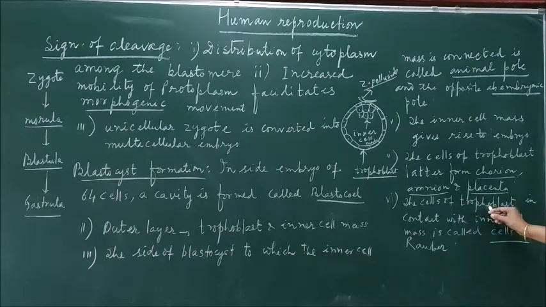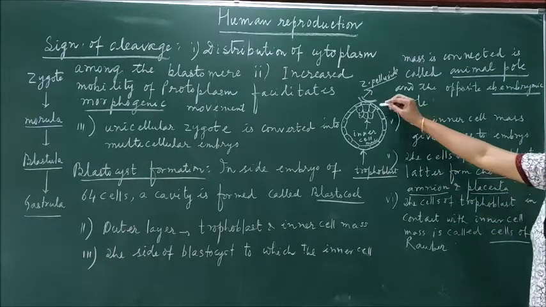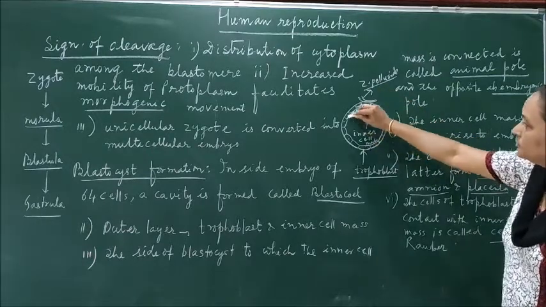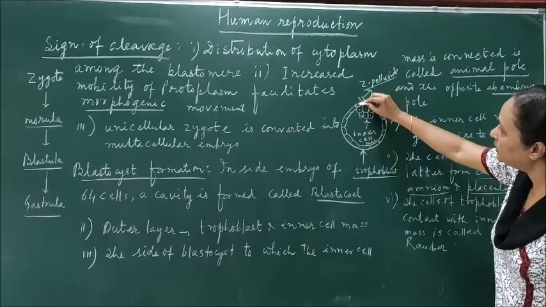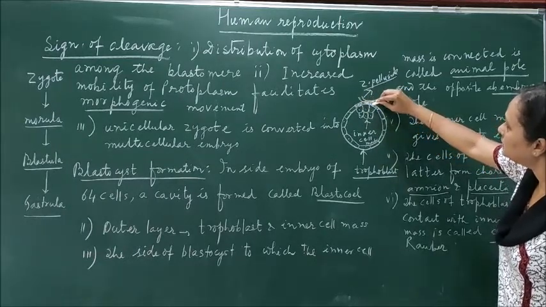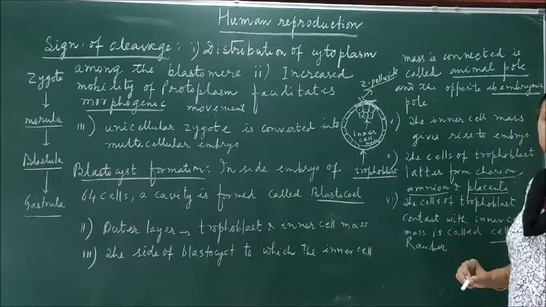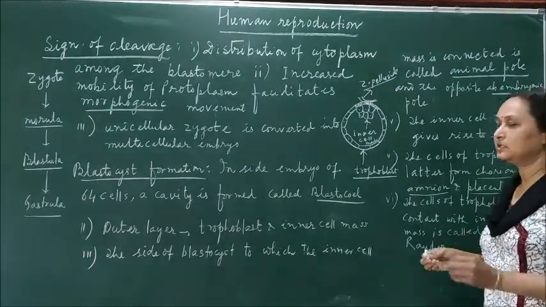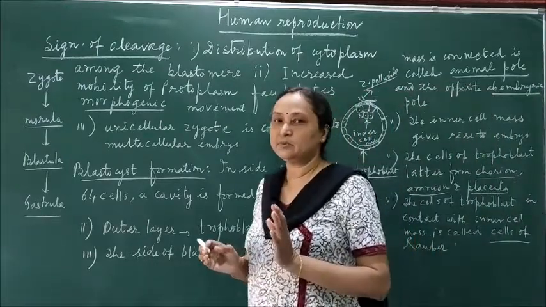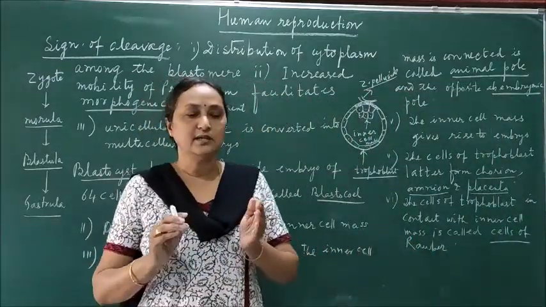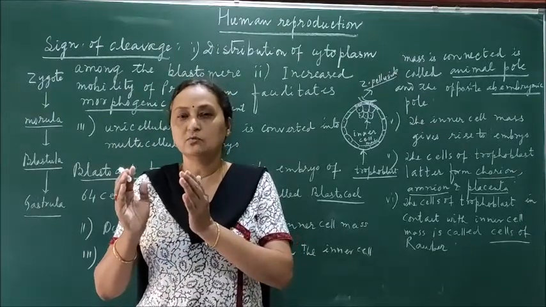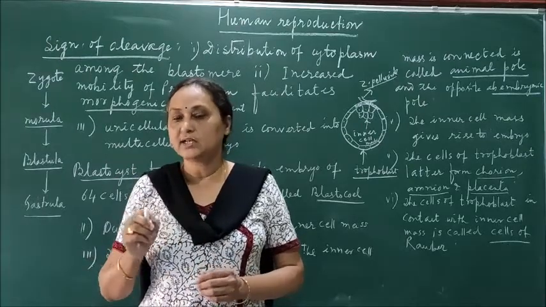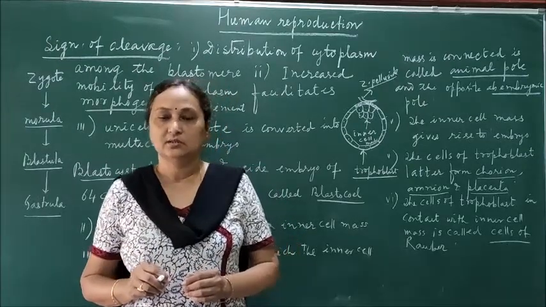So the cells of the trophoblast in contact with the inner cell mass are called cells of Rauber. You see here, this is the trophoblast, the lining of the trophoblast. These cells which are in contact with the inner cell mass are called cells of Rauber. Okay. So in summary, once again I am telling you, the zygote has one single cell. Then the zygote is divided into 2, 4, 8 and 16 cells. The 16-cell condition is called the morula. And the cells inside the morula are called blastomeres.